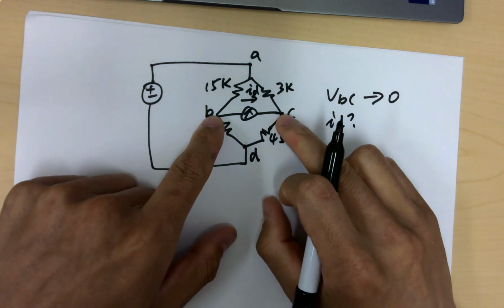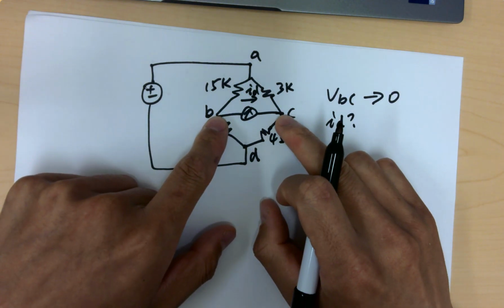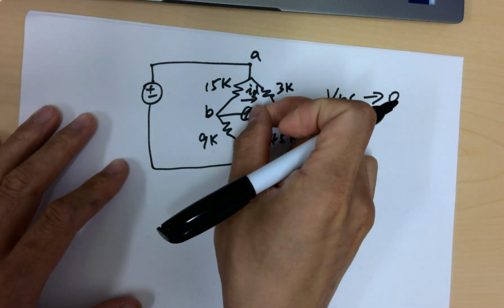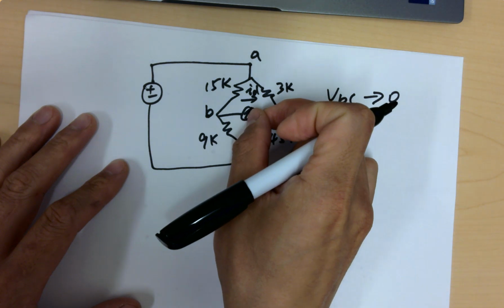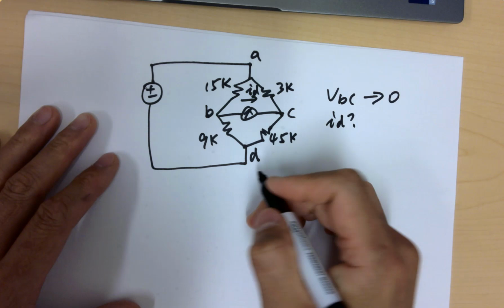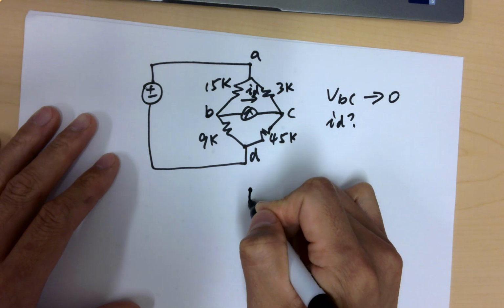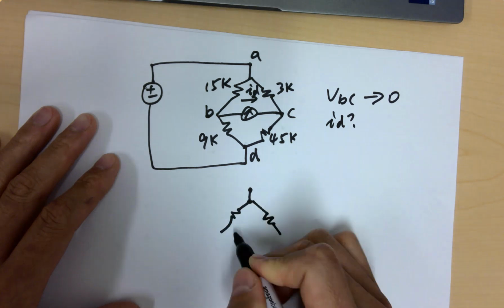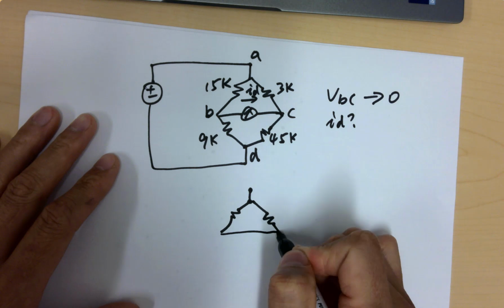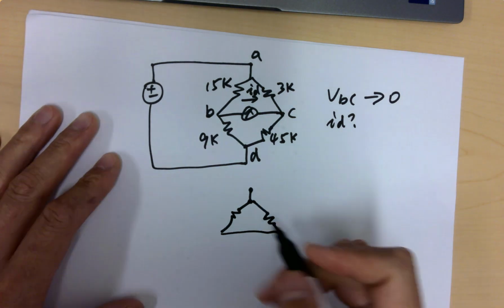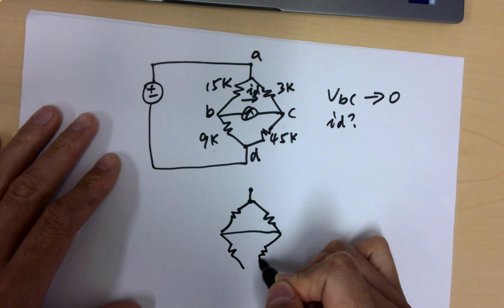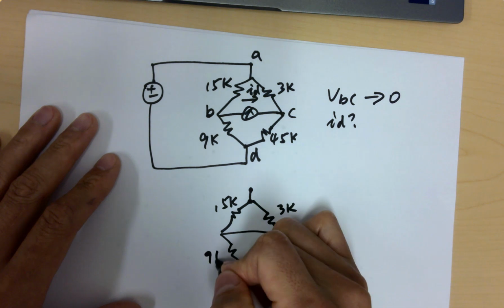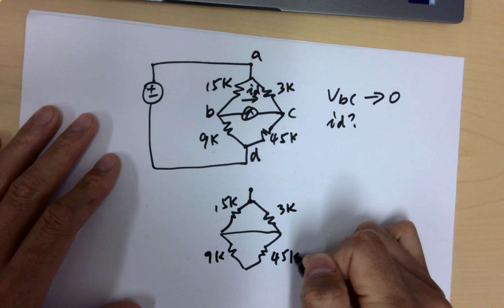Because the voltage difference between these two nodes is 0, you can directly merge them. You can consider these two nodes as just one node. So you're getting something like this, A here, and you have one resistor, and you directly short it. I don't know if this is helping, but let's keep drawing and see how that goes. 15K, 3K, and 9K, and 45K.